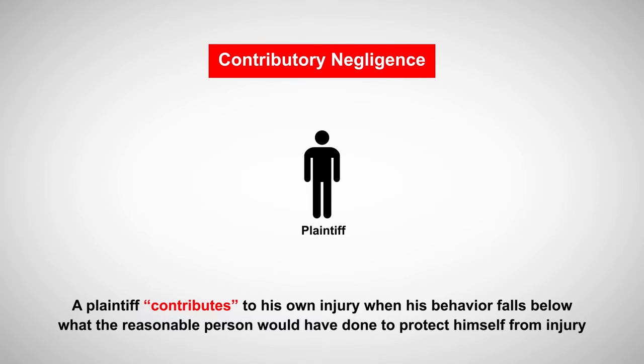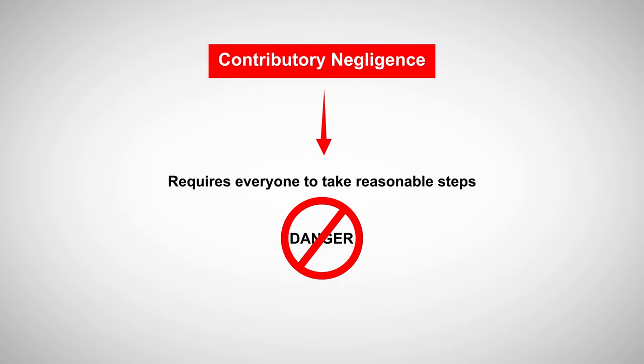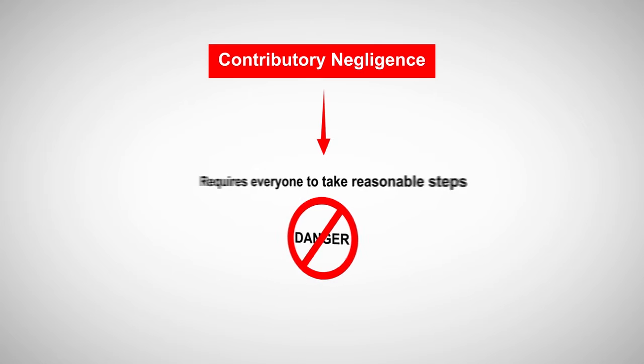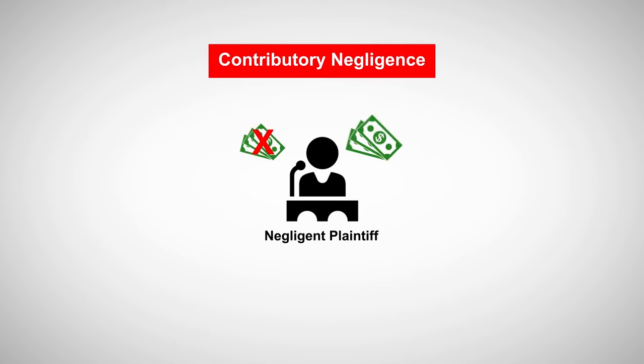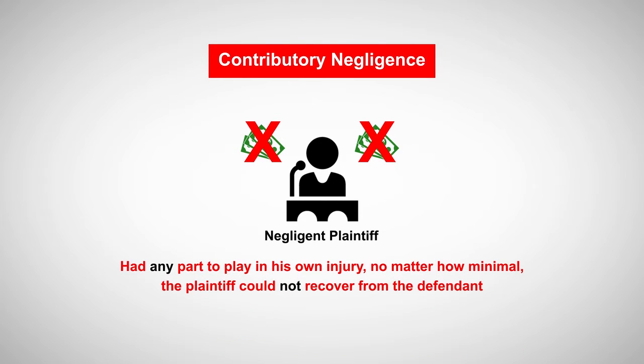A plaintiff contributes to his own injury when his behavior falls below what the reasonable person would have done to protect himself from injury. In other words, contributory negligence requires everyone to take reasonable steps to avoid danger. Traditionally, contributory negligence was a harsh rule. It completely barred a negligent plaintiff from recovering no matter how minor the plaintiff's fault. If a plaintiff had any part to play in his own injury, no matter how minimal, the plaintiff could not recover from the defendant.